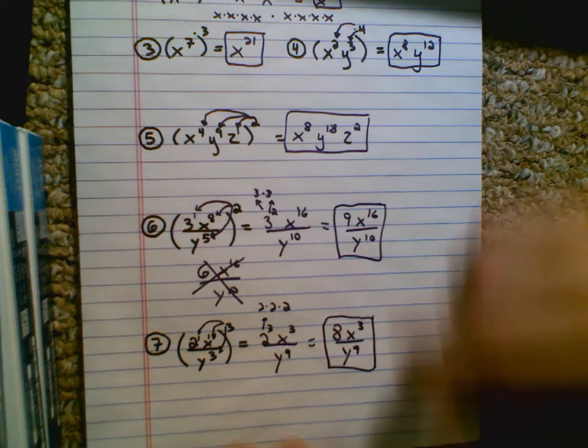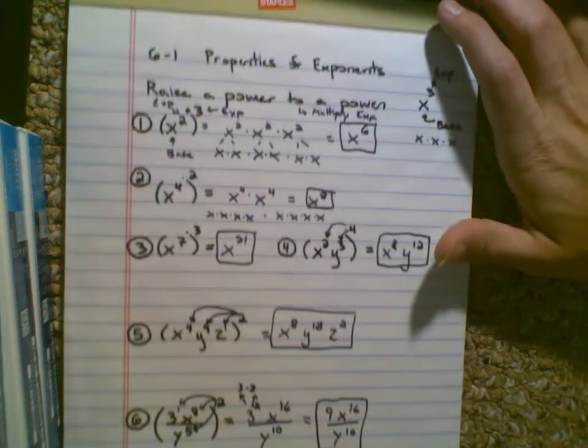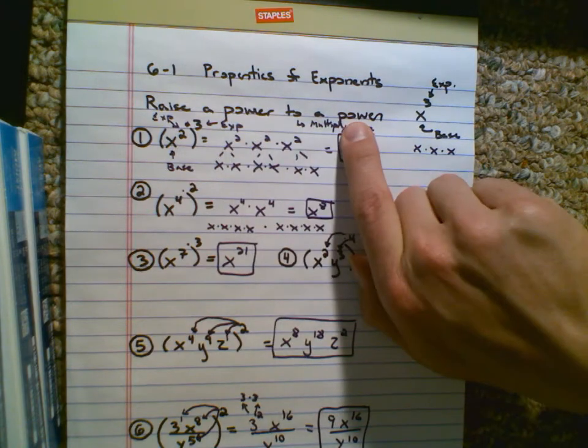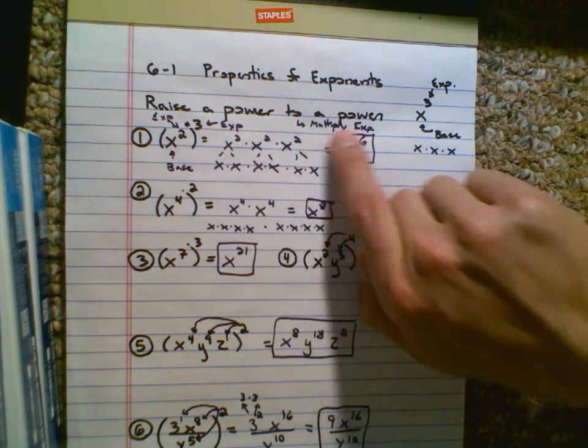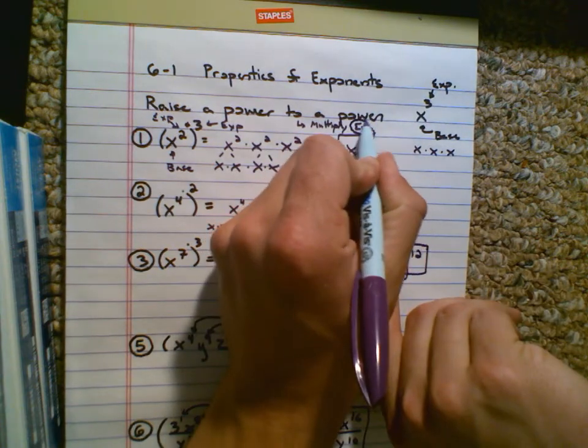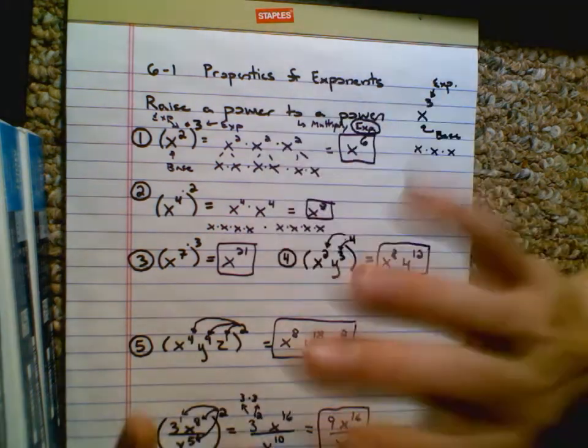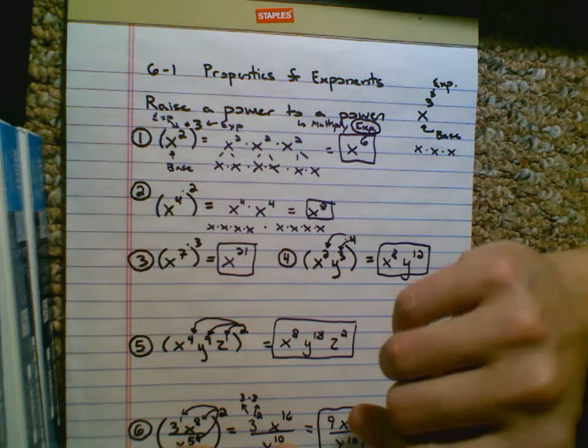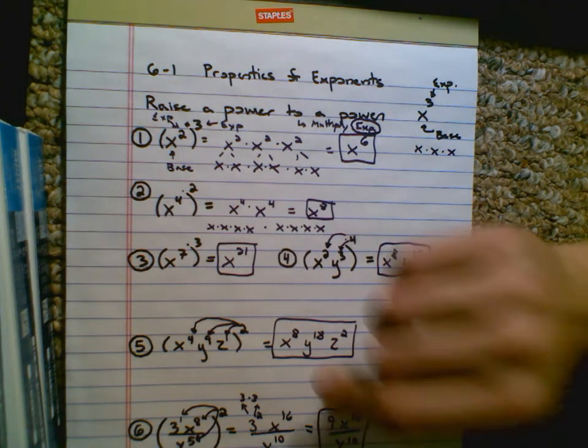All right, just a quick recap then here at the end. When we raise a power to a power, remember we're multiplying the exponents together. And I just want to emphasize that idea that we're multiplying exponents. You never multiply an exponent to a base. You only multiply exponents to exponents.